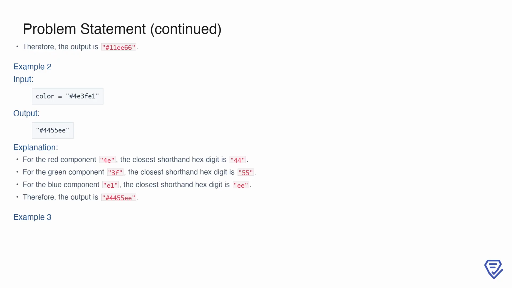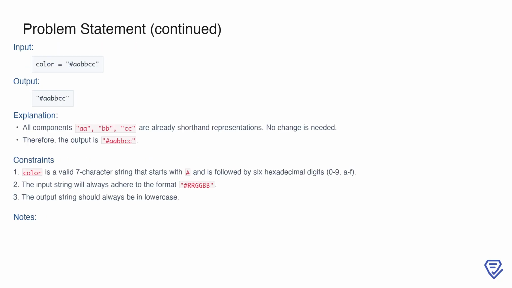Now consider a simpler example, where the input is color equals #ABC. In this case, all components are already in their shorthand forms. The red component is AA, the green component is BB, and the blue component is CC. Since no further transformations are needed, the output remains #ABC. This demonstrates that if the input color is already in shorthand format, the solution will return the input as is, adhering to the problem's constraints.